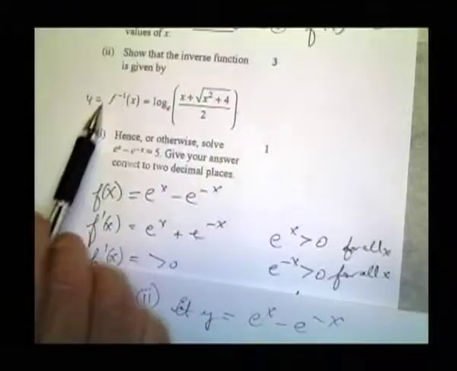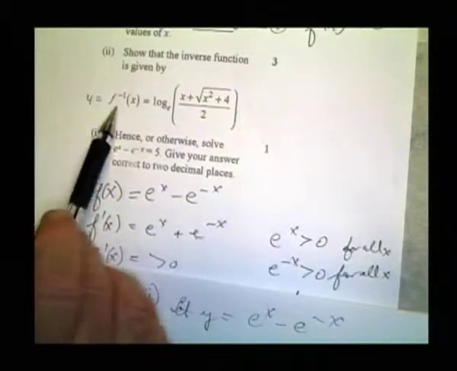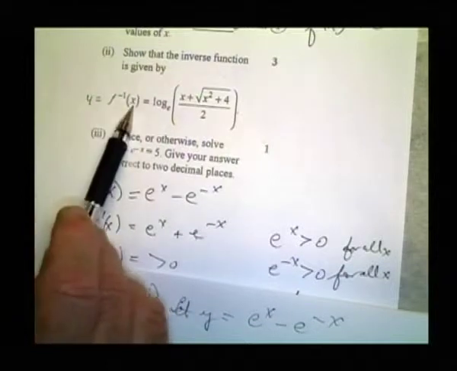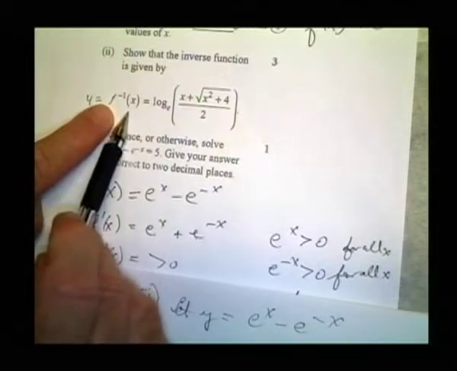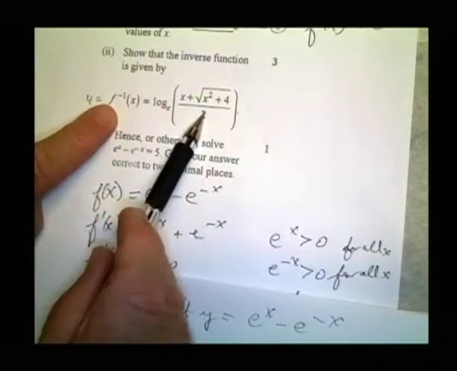That is the inverse. Now this fellow puts in here y equals such and such, or I put y equals there. This f to the minus 1 of x is a notation. So that's your new y equals that, which is the answer that I've just worked out here.